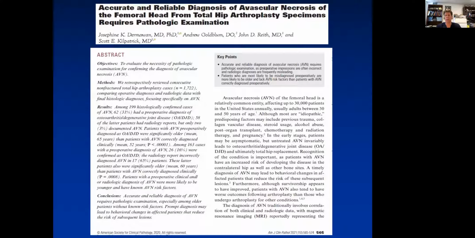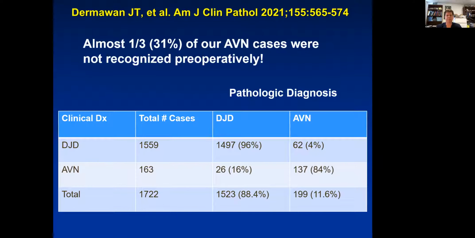I've broken this down so it's a little bit easier to read in the subsequent PowerPoint slides about the results of this particular study. But this is now available in the American Journal of Clinical Pathology. It came out in March, April of 2021. So what did we find? And this summarizes at least some of the raw data that we looked at. So when we looked at these 1,722 consecutive non-fracture hip arthroplasty specimens, 1,559 had a preoperative diagnosis of DJD, 163 had a preoperative diagnosis of AVN.